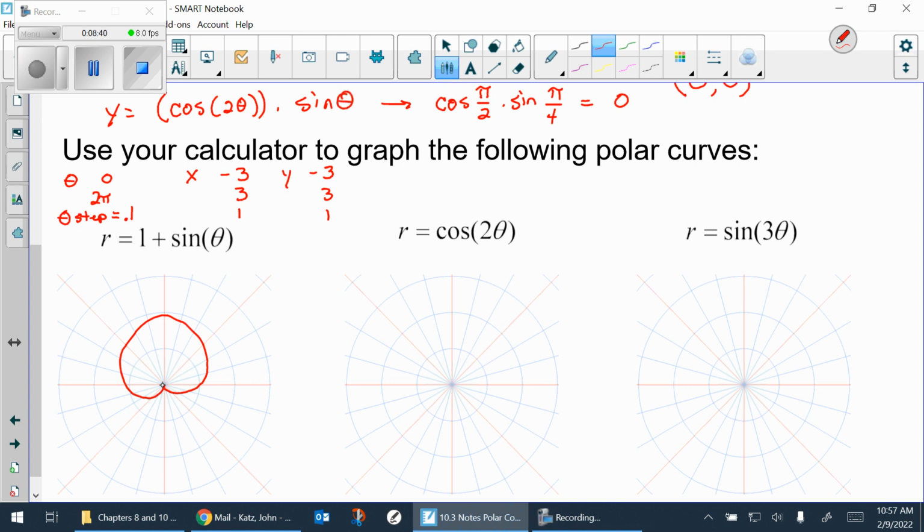Now, if I go to my y equals, get rid of that first one. Let's do the second one. Cosine 2 theta. And I'm going to graph that. When I graph that, I got to look at that again. I got to see exactly what happened.